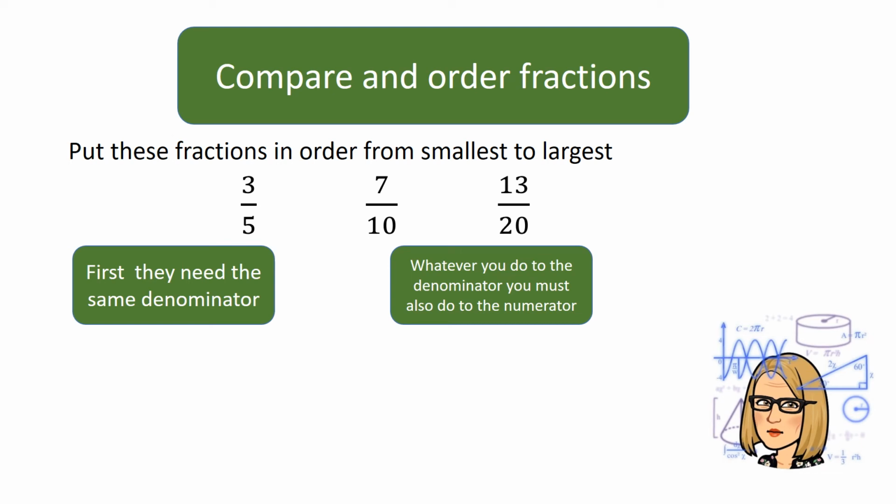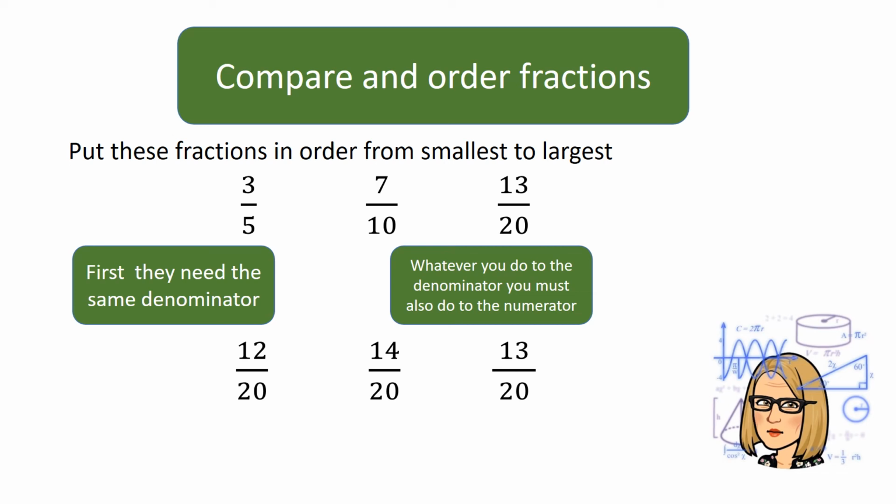Now the rule is with fractions, whatever you do to the denominator, you must also do to your numerator. So I'm going to try and convert 3/5 into 20ths. I've multiplied 5 by 4 to turn it into 20, which means I've also got to multiply 3 by 4, and I get 12.